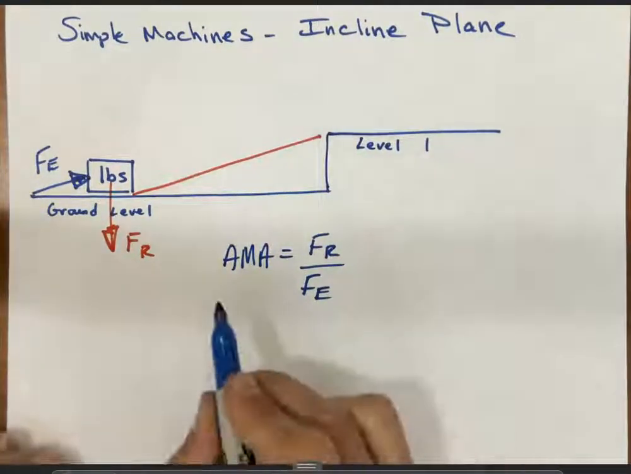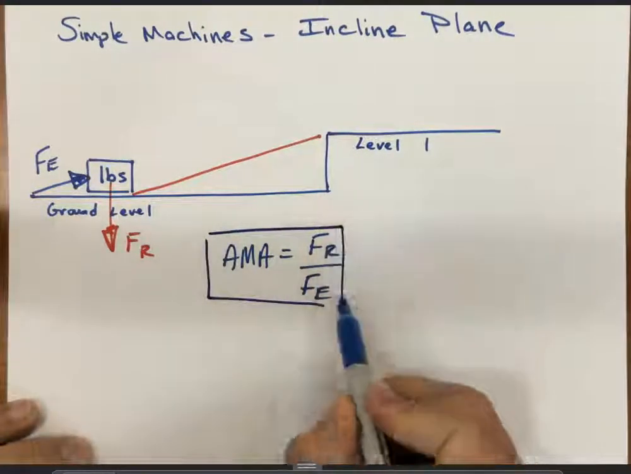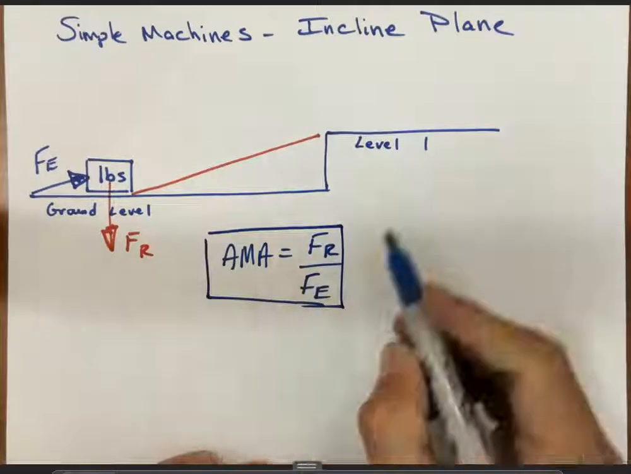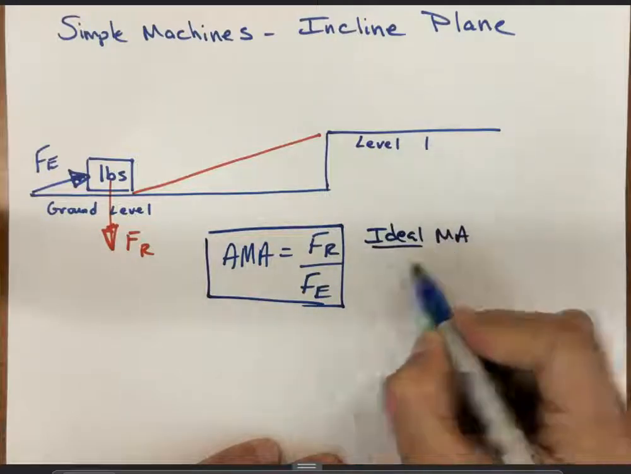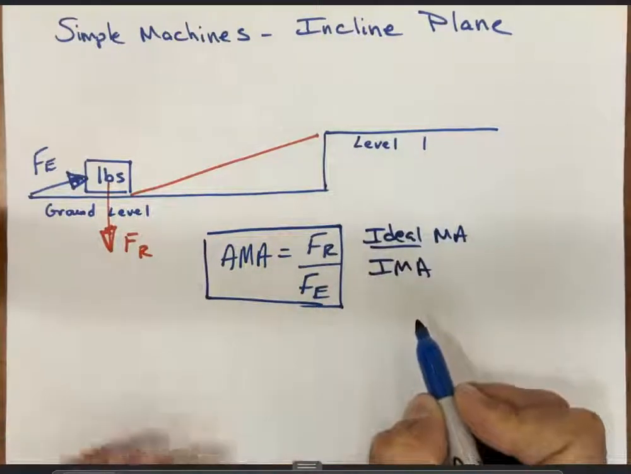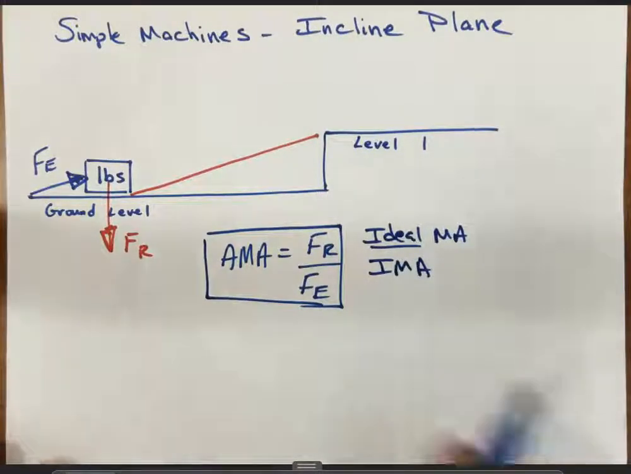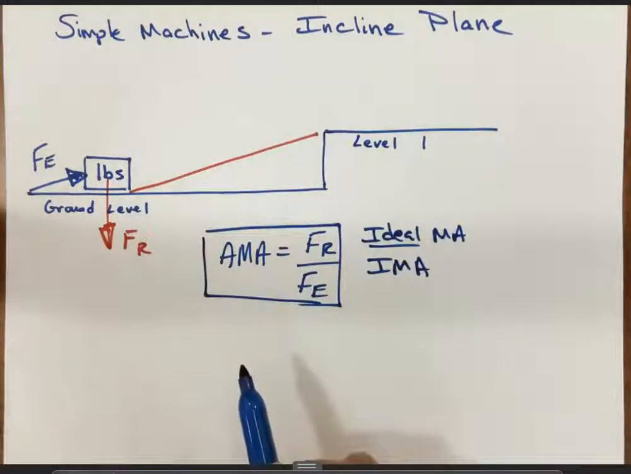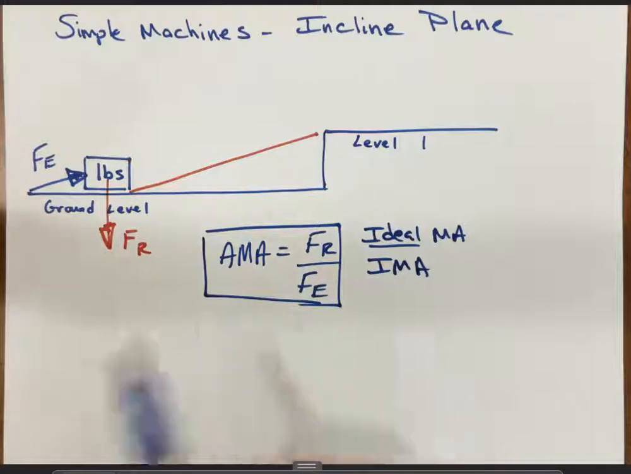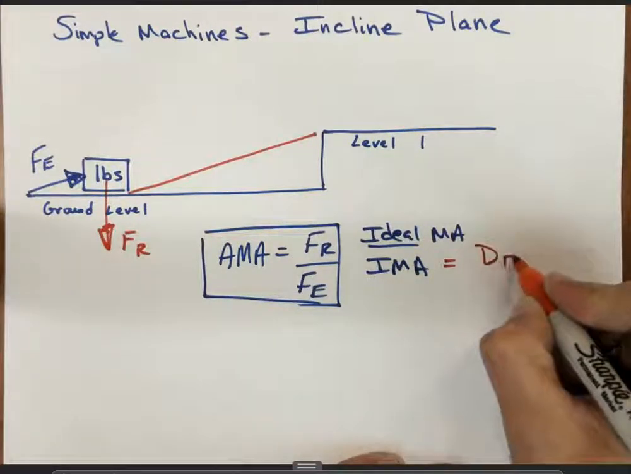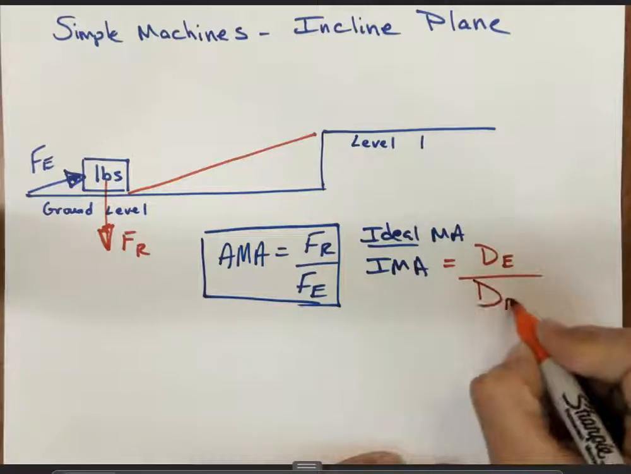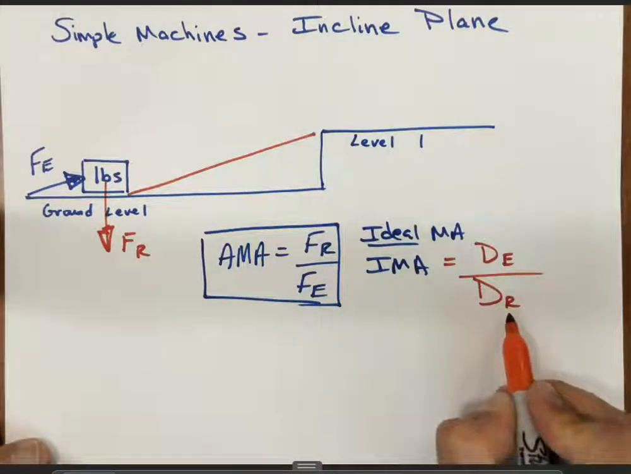Now with our simple machines, not only do we have an actual mechanical advantage, which takes into account friction, but we have an ideal mechanical advantage, or IMA. This one will ignore friction and just in theory, based on this ramp, this incline plane, tell us what kind of a mechanical advantage we would hope to get. Now to figure that out, we need to understand distances. The IMA formula is the effort distance divided by the resistance distance. So what is the distance traveled by the resistance?